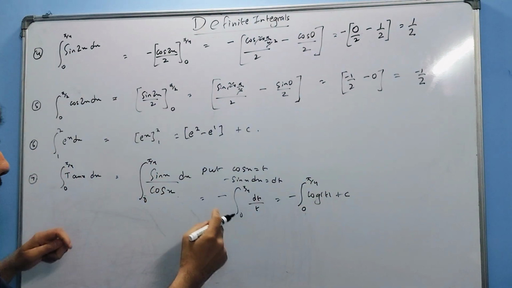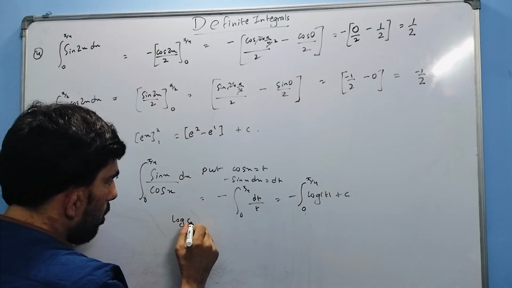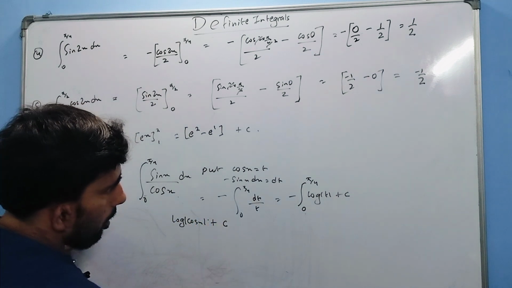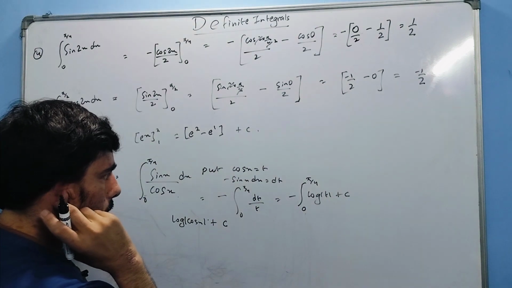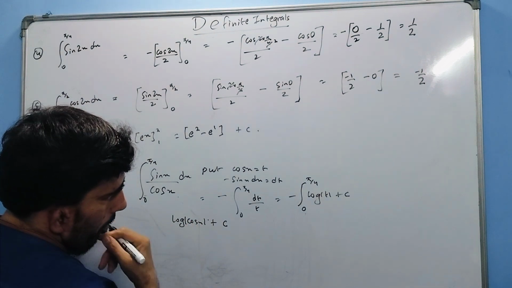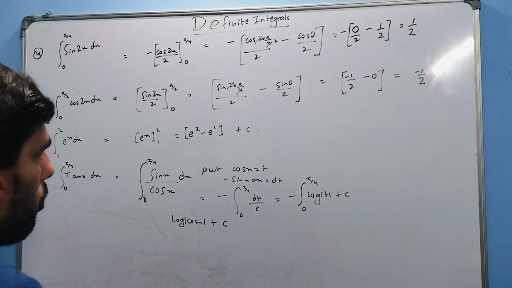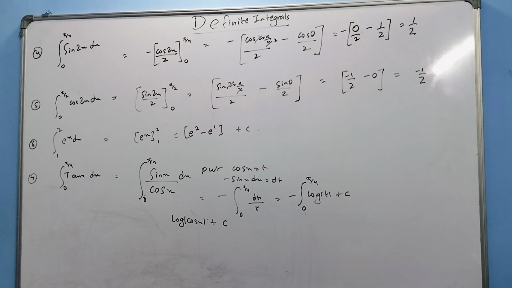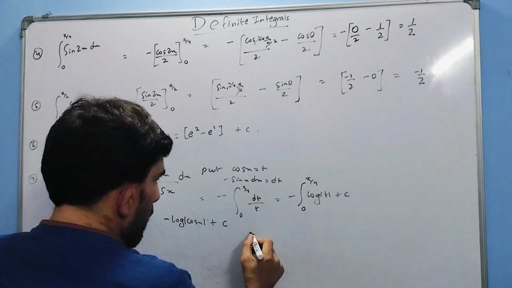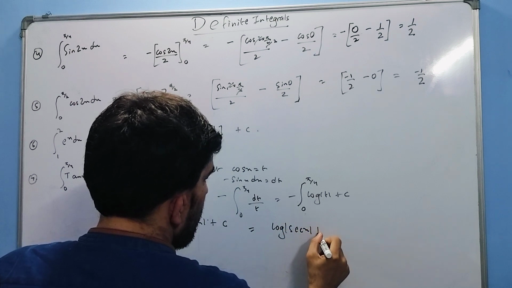Now what is the value of t here? Log t, now I am taking, that is log cos x plus c. Okay, so now we have the integration of 1 upon t here, so we can say this value will be minus log cos x plus c. I can write log sec x plus c.